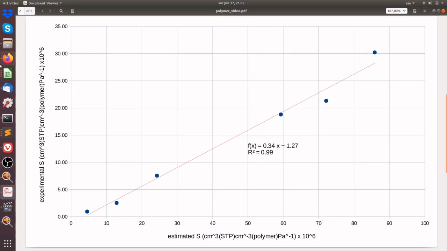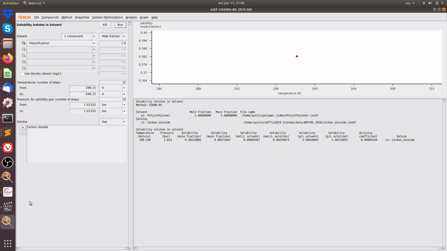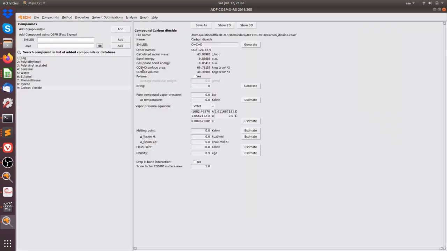So that covers quite a few calculation types. Everything essentially works the same way that it does with small molecules. So it's something that you can play around with. Of course, I will just very briefly mention 2 more things. In list of added compounds, you can also add compounds by SMILES, and this is specifically for polymers.